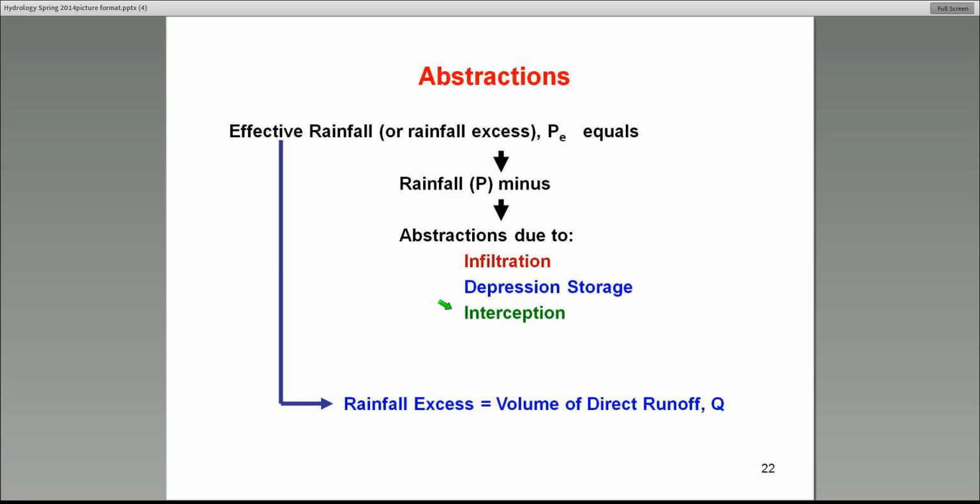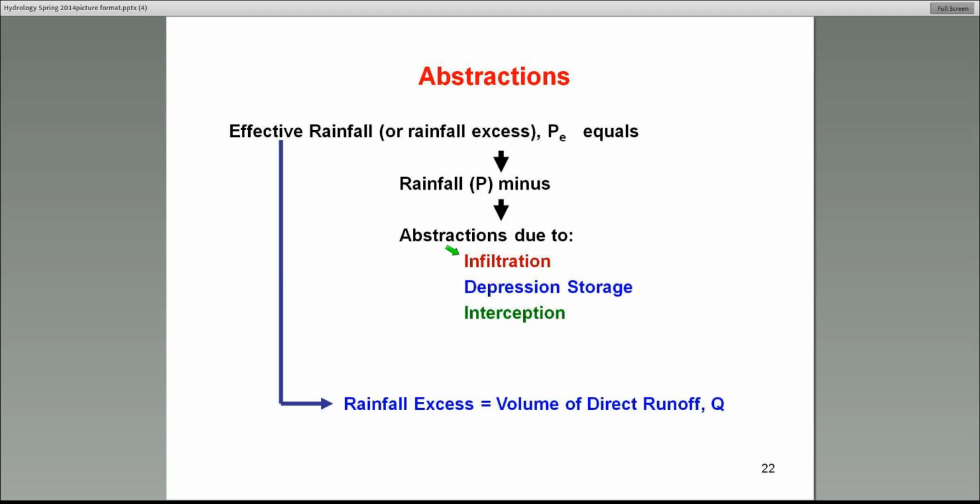The way we handle these two is through the concept of what we call initial loss. And I'll show you when I get to those two methods, the rational method as well as the SCS, where in that method they recognize the effect of these two. But the main loss procedure is what we call infiltration. This is essentially the main loss that continues through the storm event. Depression storage and interception happen in the early stages. Then they stop. But infiltration continues. The water continues to infiltrate the soil, even if it's saturated, by the way.